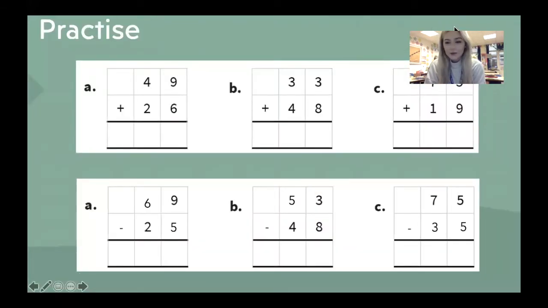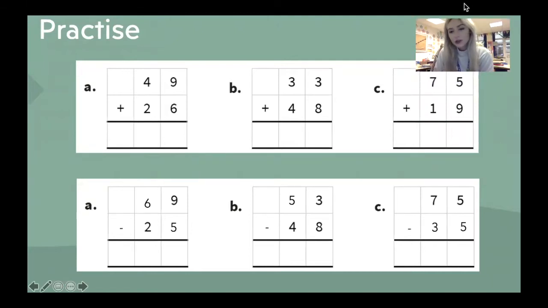Here are some practice questions for you, just to remind you and do a quick recap of the column method. So we've done addition and subtraction questions here. So we can see that at the top, A, B and C are addition questions because we've got our addition symbol next to the column. And the A, B, C questions at the bottom of the screen are subtraction questions because we have the subtraction symbol there.